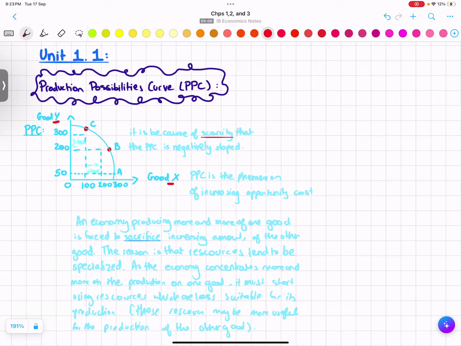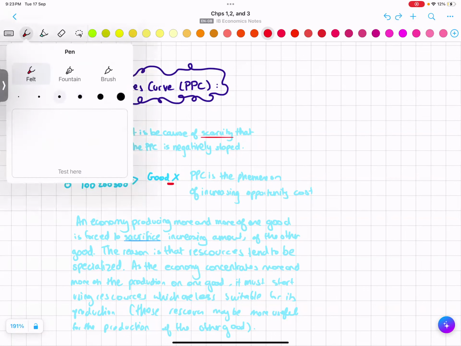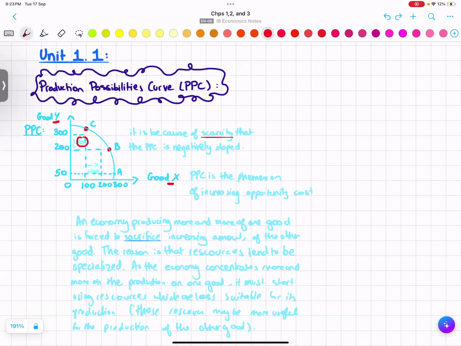This means that you have an opportunity cost of 100 here. Your opportunity cost is 100. So basically, the PPC is the phenomenon of increasing opportunity cost. What does opportunity cost mean? Opportunity cost is a keyword in the IB syllabus, meaning that for every 100 units you increase the production of good X by, you decrease the production of good Y by 100 units in this case, right?